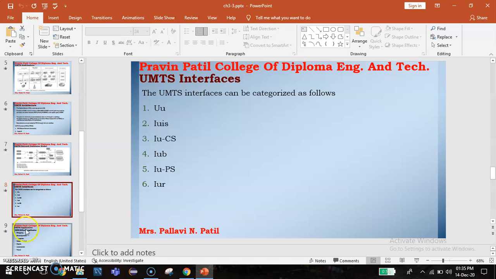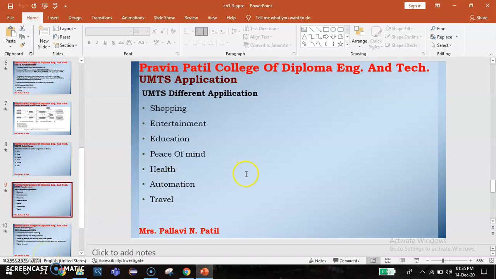These are the interfaces of the UMTS. The next are the different applications of the UMTS, like shopping, entertainment, education, peace of mind, health, automation, travel. The first is shopping, which means e-commerce, e-cash, e-wallet, credit card, daily banking, automatic transactions. That is shopping. Entertainment: news, stock market, sport, games, music, videos.